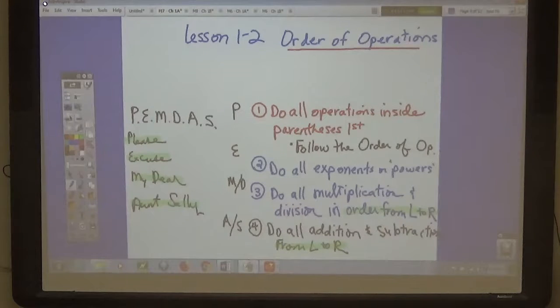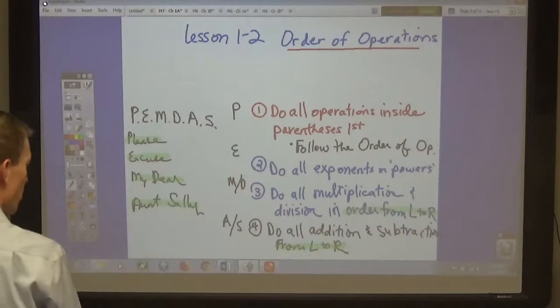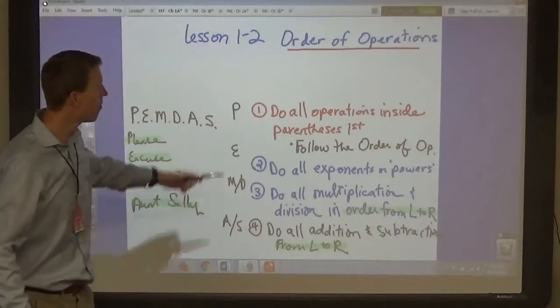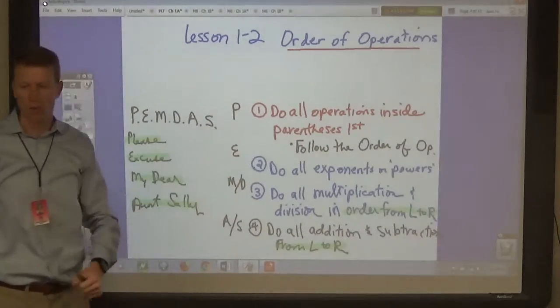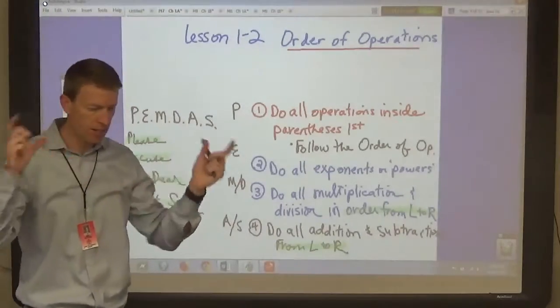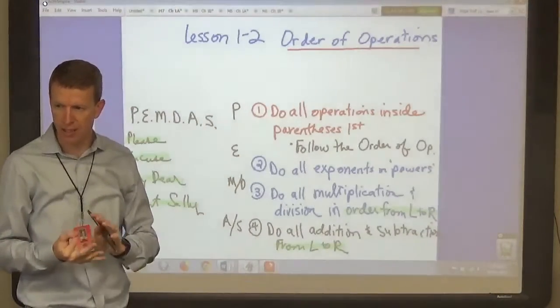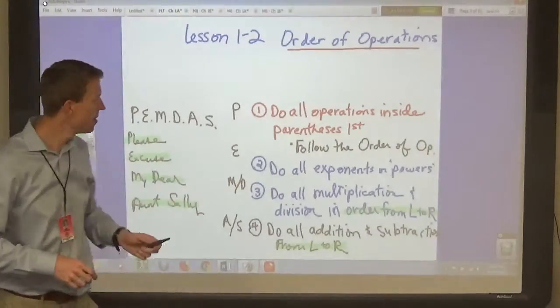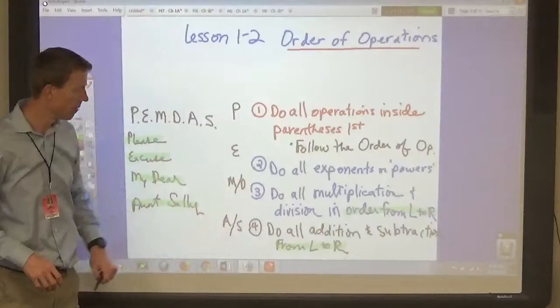Graders, in lesson 2, we're going to review the order of operations. It's the order that you do operations in when you have an expression that has different operations: adding, subtracting, multiplying, dividing. And you have to do these steps in this order.